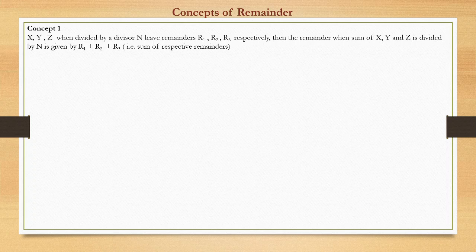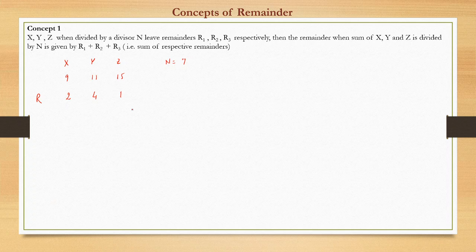Now moving to some other concept of remainder. Suppose you have three numbers x, y, and z. Suppose x is 9, y is 11, z is 15. Now you have been given a number n, say 7. What will be the remainder when 9 is divided by 7? The remainder will be 2. When 11 is divided by 7, the remainder would be 4. When 15 is divided by 7, the remainder would be 1.